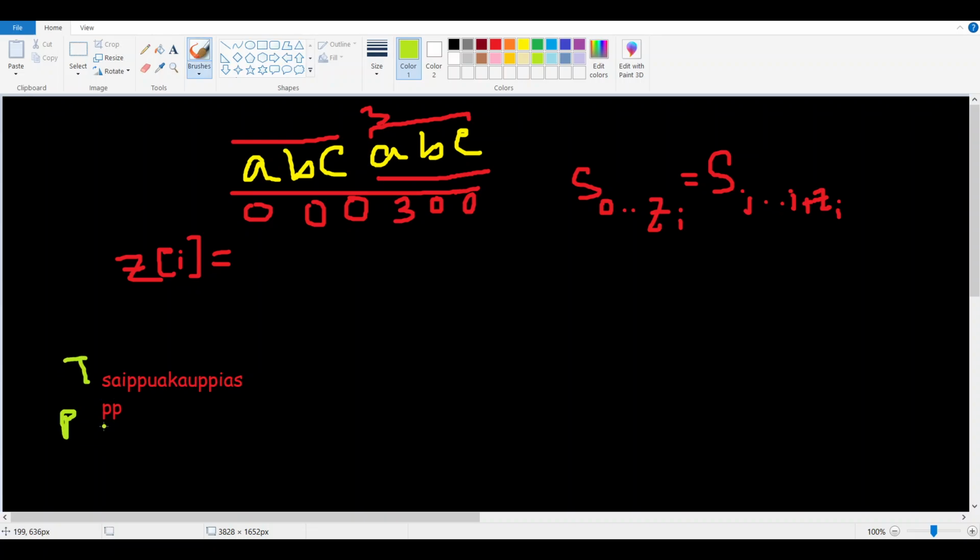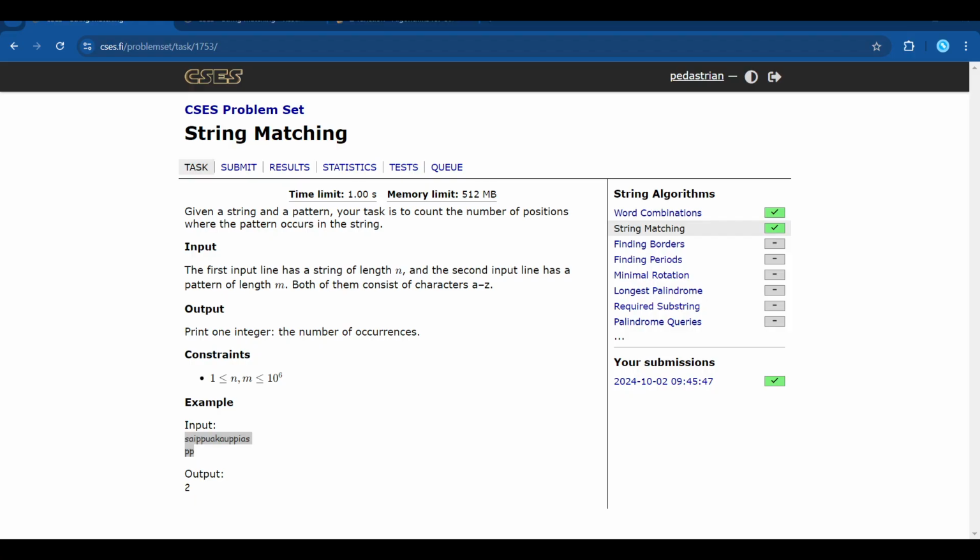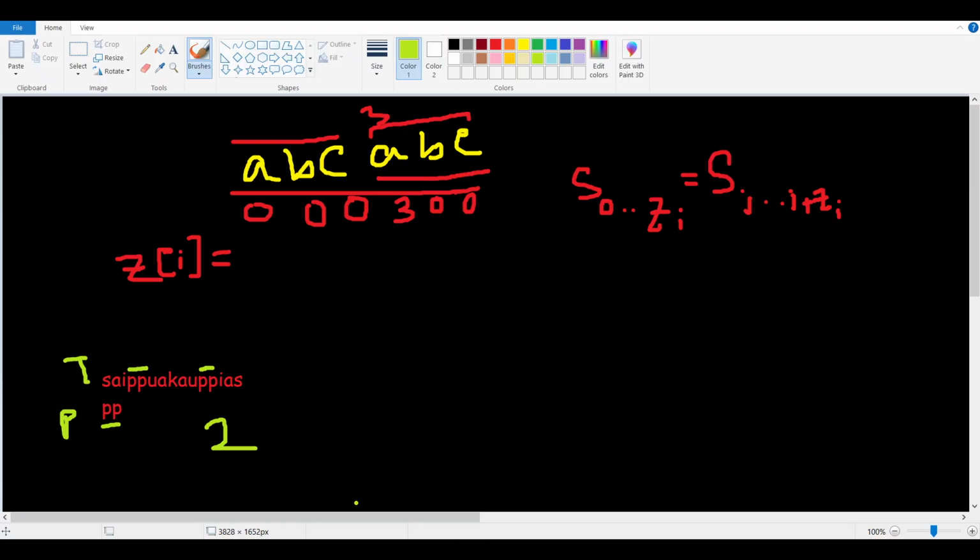So how many positions does pp occur in? pp occurs here and pp occurs here. So the number of occurrences of the pattern in the given text is 2, so our answer will be 2. Let's check. Yes, the answer is 2. So how can we use this z i or z function to solve this problem?